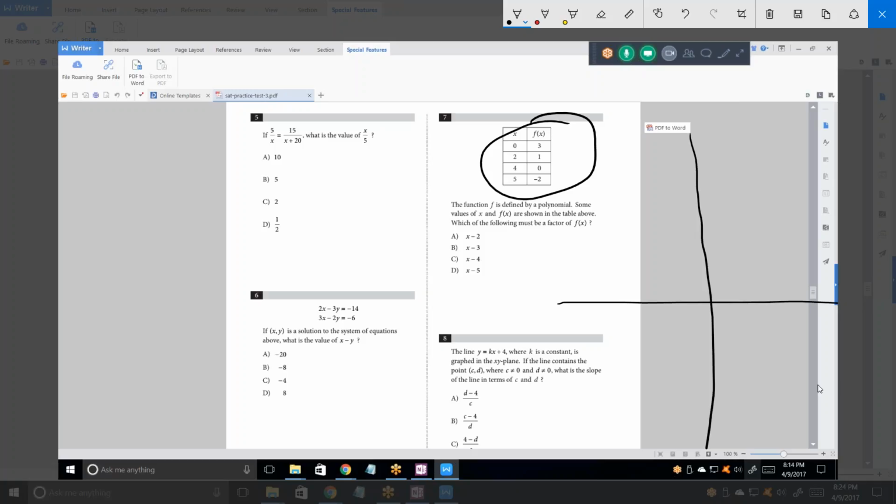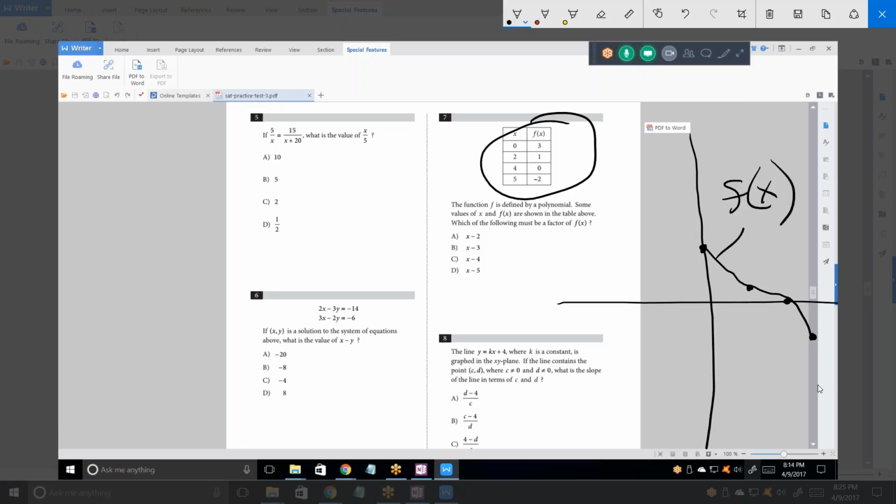When x is 0, y is 3. There's 1 point. When x is 2, y is 1. There's another point. When x is 4, y is 0. And when x is 5, y is minus 2. We don't really have a continuous function, but that's basically what our function looks like. Now, which of the following must be a factor of f of x?